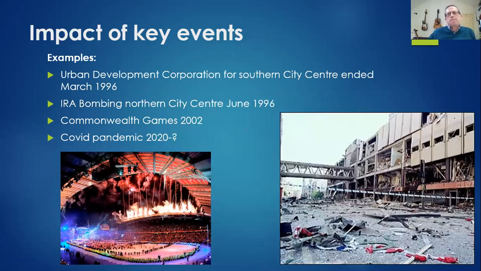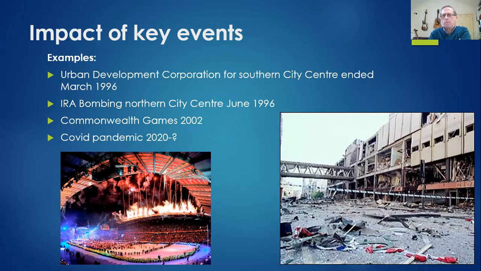So apart from the government's various public sector initiatives, there were key events in the life of the city. The UDC wound up in March 1996, and the IRA bombed the northern part of the city centre in June 1996. And you'll see the image on the right, which is Market Street. The building on the right is the Arndale Shopping Centre, and the bridge over the top end of Deansgate there links to Marks and Spencer's. So Marks and Spencer's on the opposite side was equally shattered.